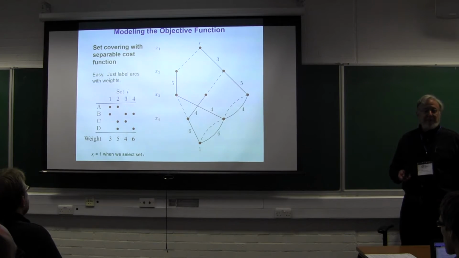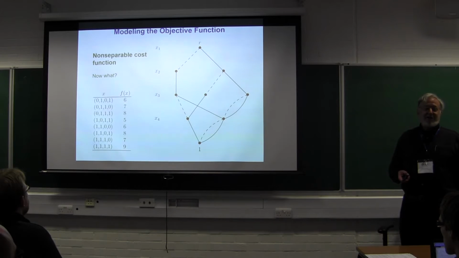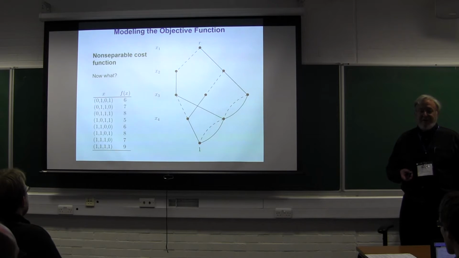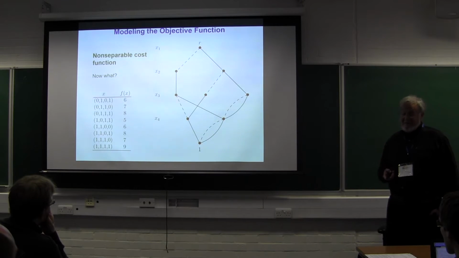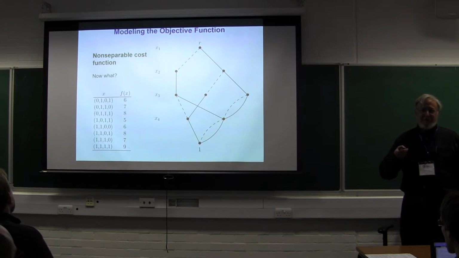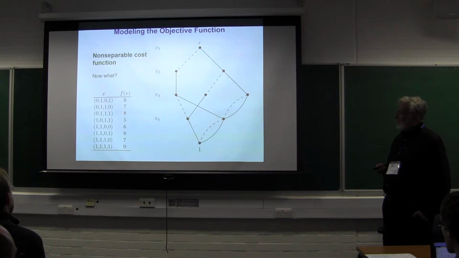The obvious way. But suppose you don't have a separable objective function. Suppose that the weight of each solution is given by some arbitrary table. You can't just add up the weights of the sets. Now, how do you represent this with the decision diagram? So that's the problem we want to address now. The arbitrary objective function.